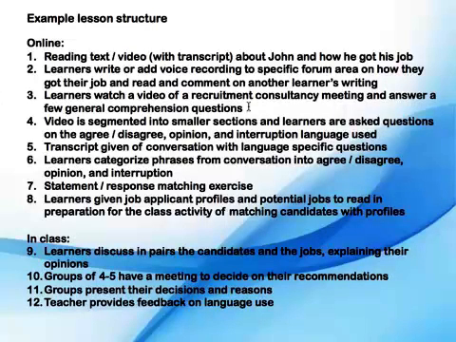Here we've got an example lesson structure. I'm not going to go through this. You can take a look at this yourself at your leisure. This actually is a traditional class lesson that was adapted to fit and leverage the possibilities of e-learning solutions.